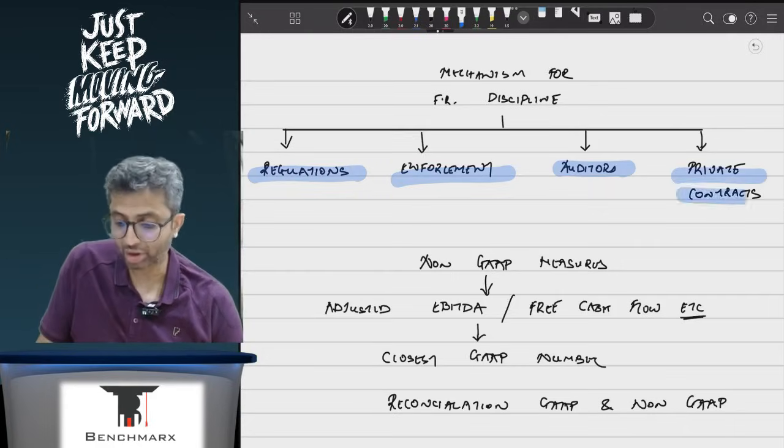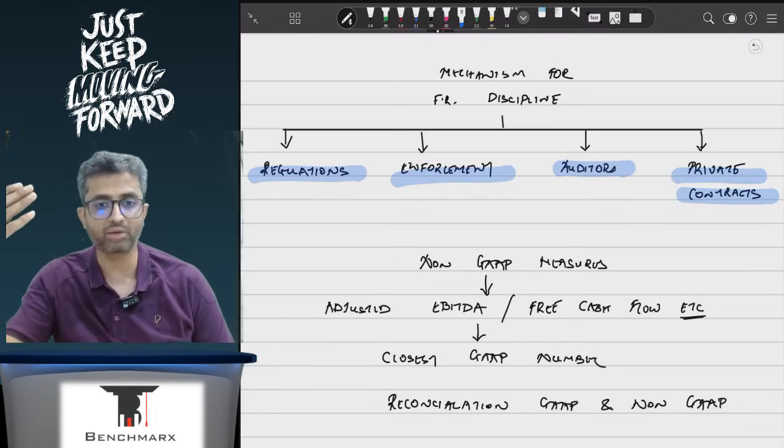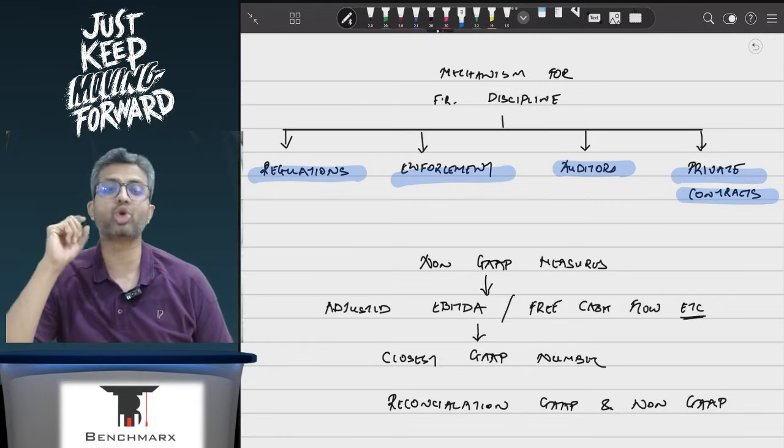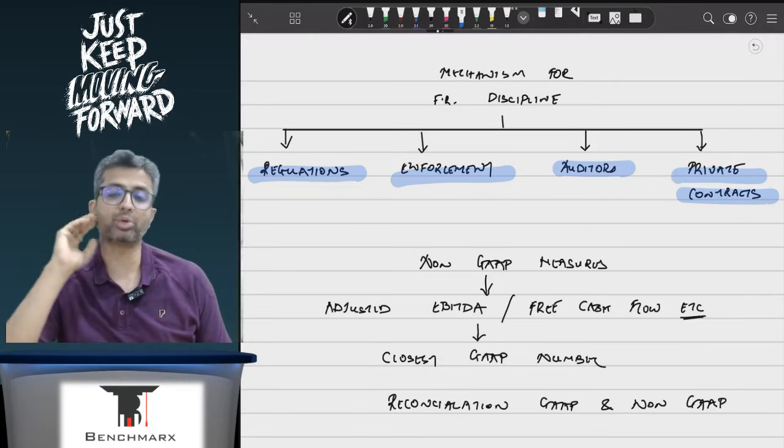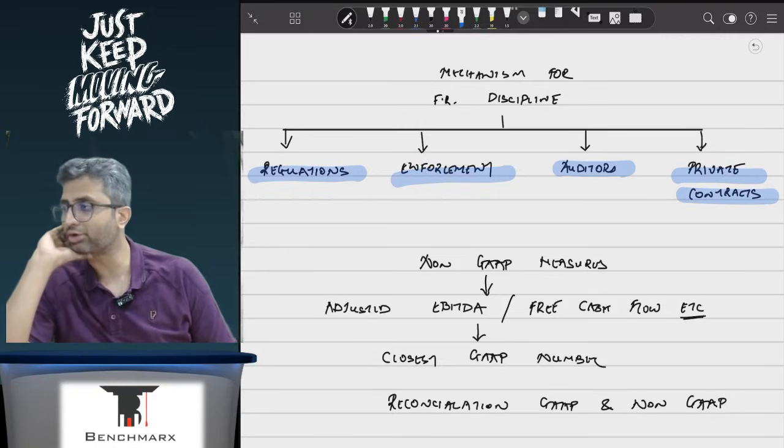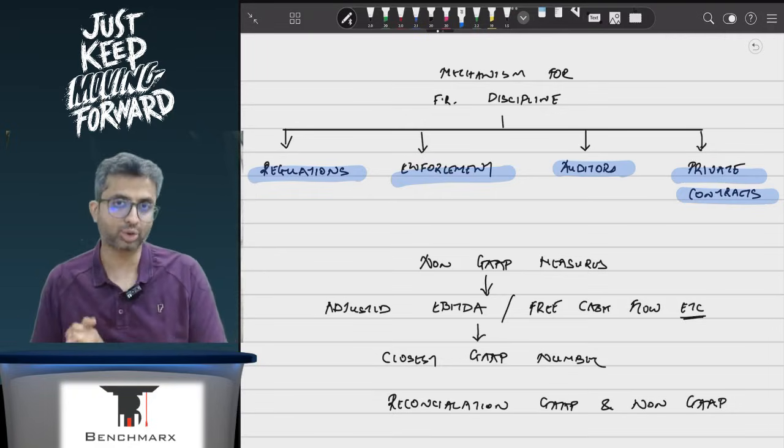And there should be private contracts. For example, in case of a debenture contract, there should be certain covenants which ensure that the financial reporting discipline is kept. So this will ensure that your reporting quality is good.